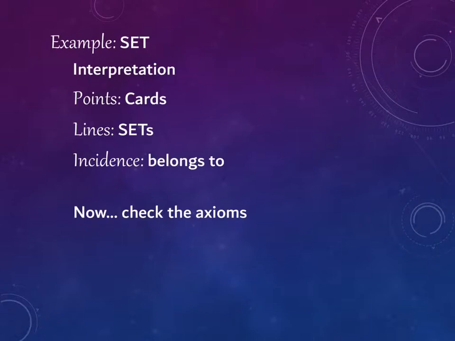So the interpretation is that the cards are the points. The lines are the sets. So when you said set and you took 3 cards, you had a line. And incidence is belongs to. So it's on a line if it's in the set. And we're going to check our axioms.